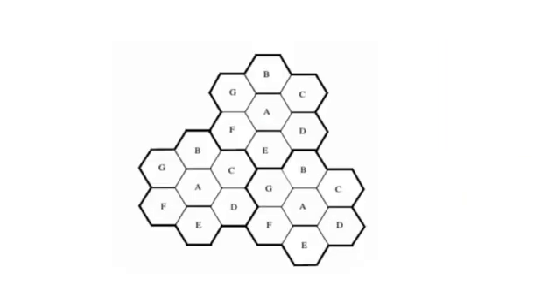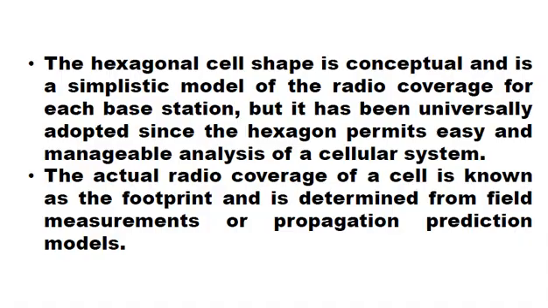This is a frequency reuse structure diagram. The hexagonal cell shape is conceptual and is a simplistic model of the radio coverage for each base station, but it has been universally adopted since the hexagon permits easy and manageable analysis of a cellular system. The actual radio coverage of a cell is known as the footprint and is determined from field measurements or propagation prediction models.